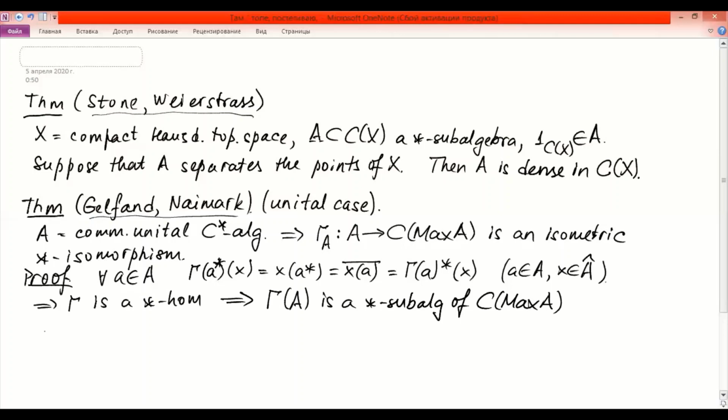So now the Stone-Weierstrass theorem implies that gamma of A is dense in the algebra of continuous functions on the maximal spectrum.